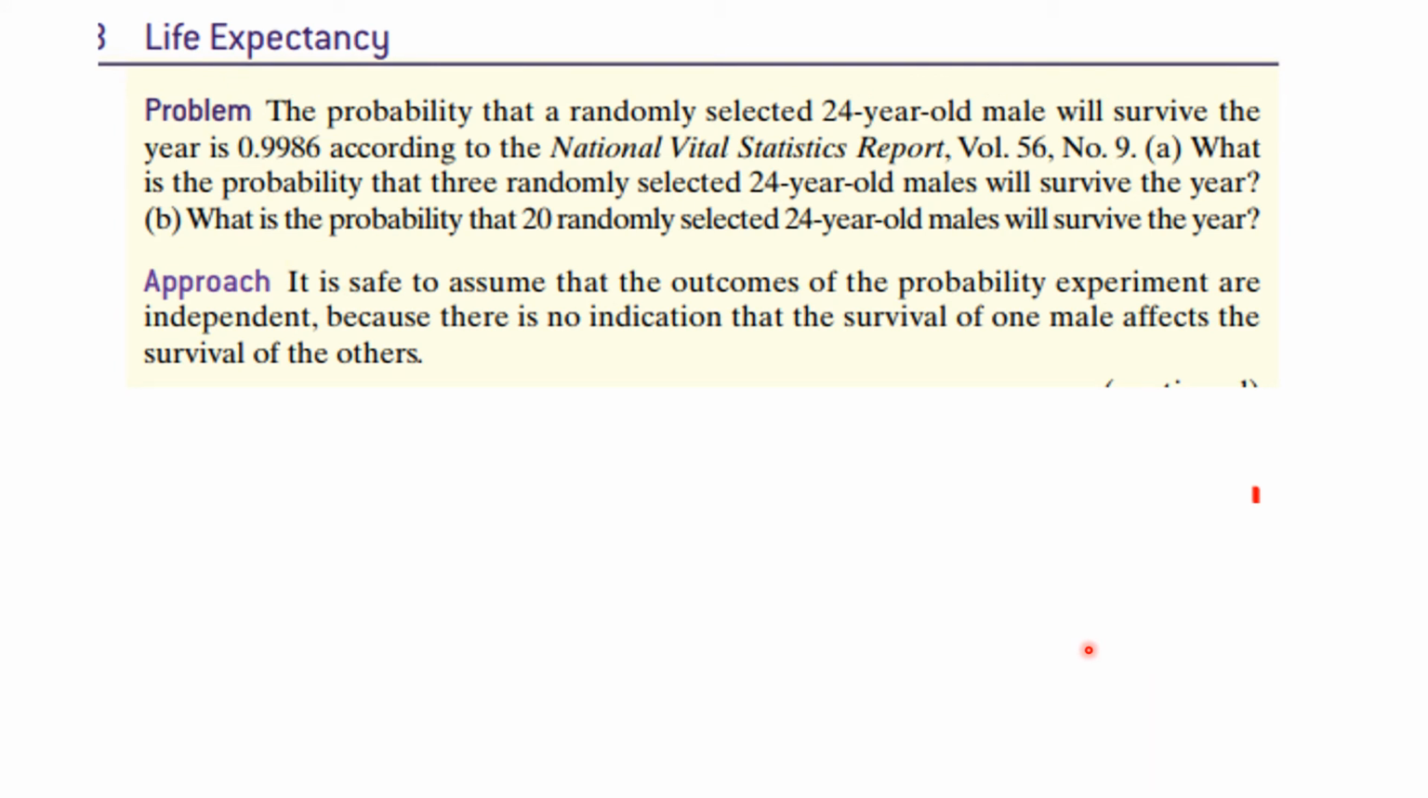Insurance companies also apply this to life expectancy. The probability that a randomly selected 24-year-old male will survive the year is this number, 0.9986, according to this report. What is the probability that 3 randomly selected 24-year-old males survive the year? And what is the probability that 20 randomly selected 24-year-olds survive the year? And we are assuming that these are independent, because there's no indication that the survival of one male affects the survival of the others. These were all randomly selected.